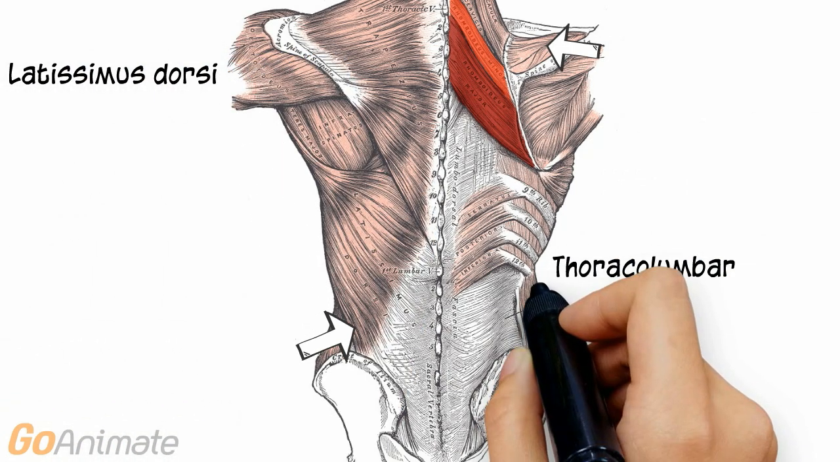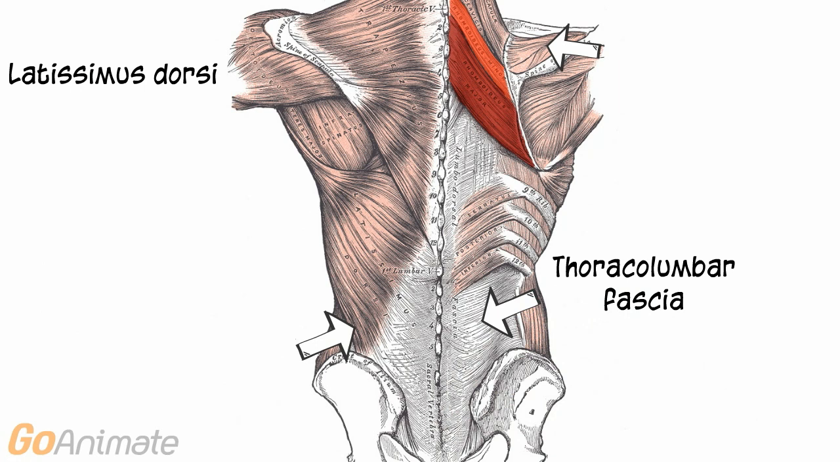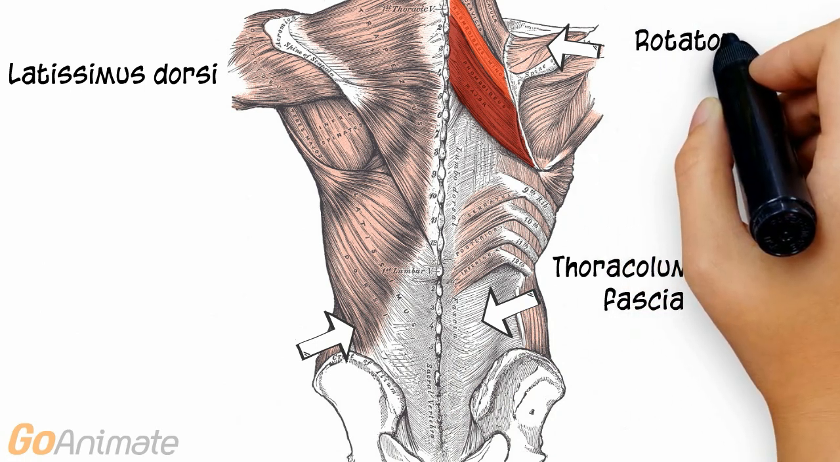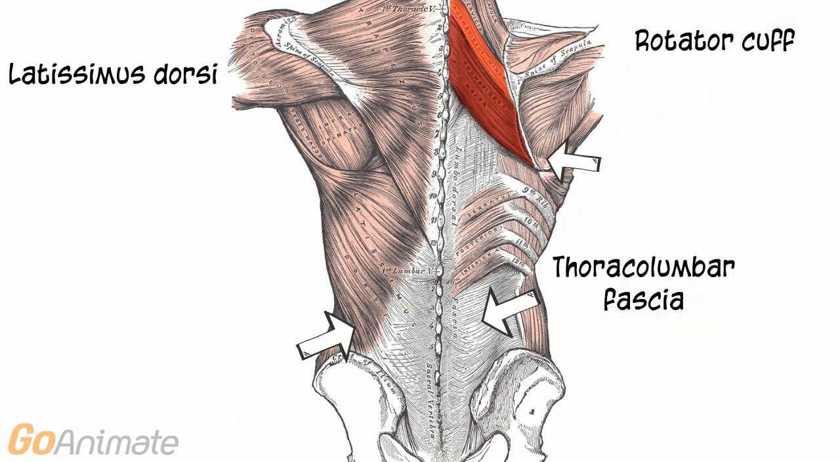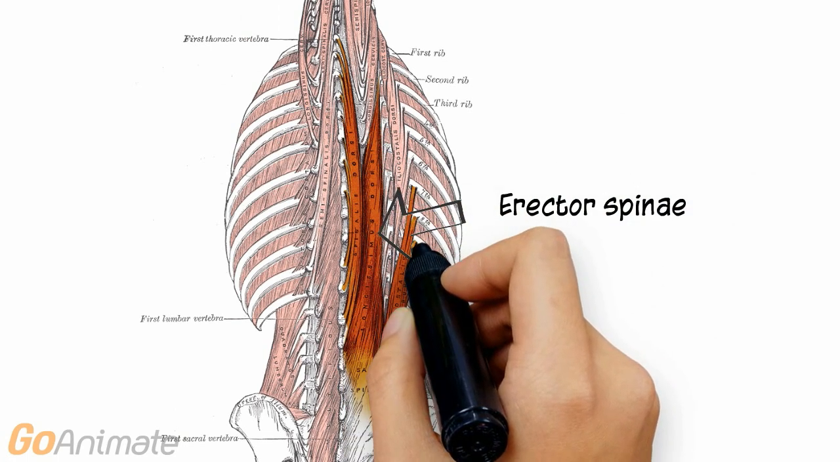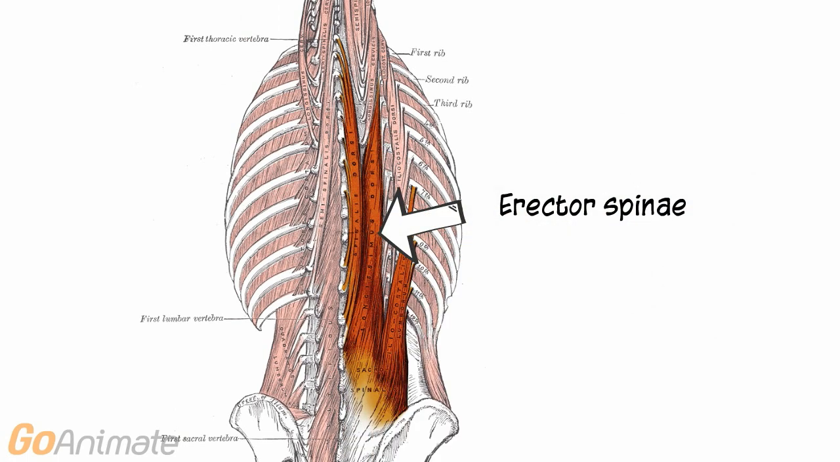The latissimus dorsi attaches to an area of dense connective tissue called the thoracolumbar fascia. We can also see some of the rotator cuff muscles. Some of the deep muscles of the back can be grouped together and called the erector spinae.